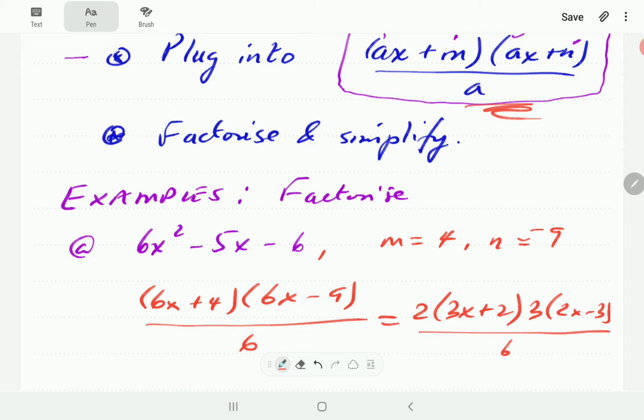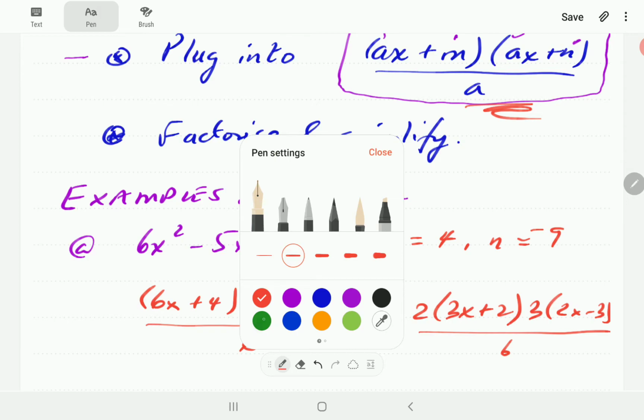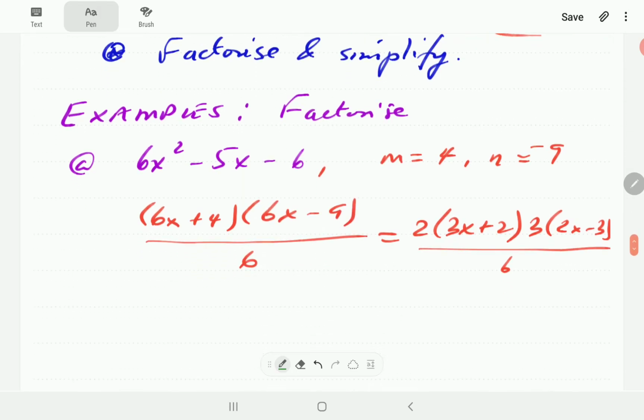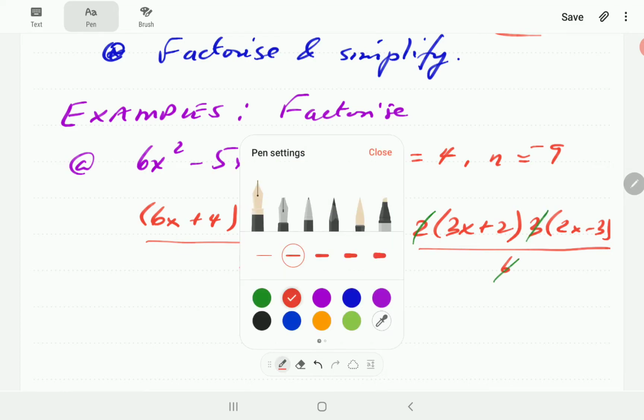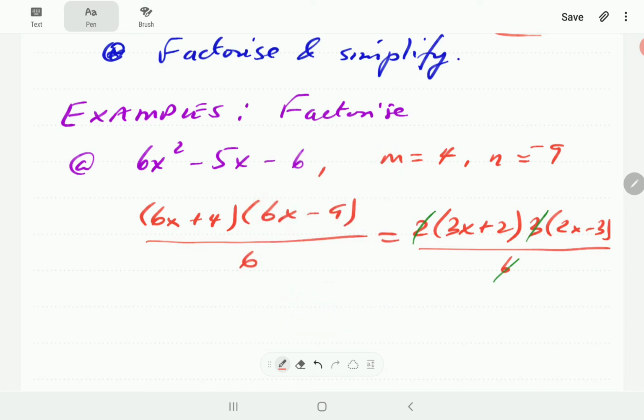Now, the 3 and 2 in the numerator will cancel out with 6 in the denominator. So then straight away we have 3x plus 2 into 2x minus 3.